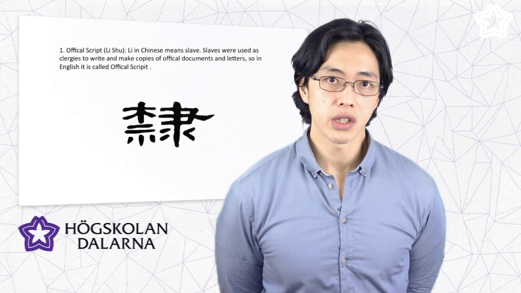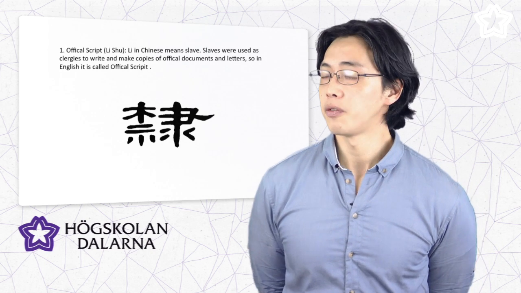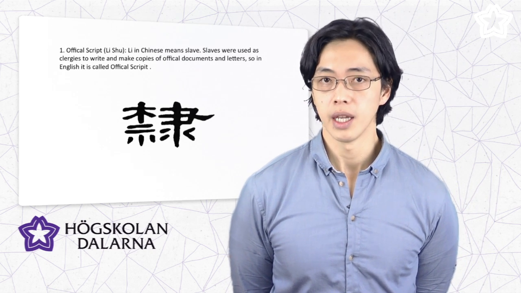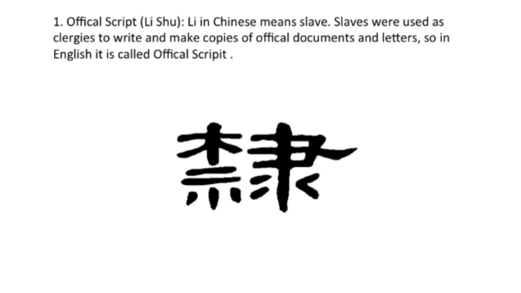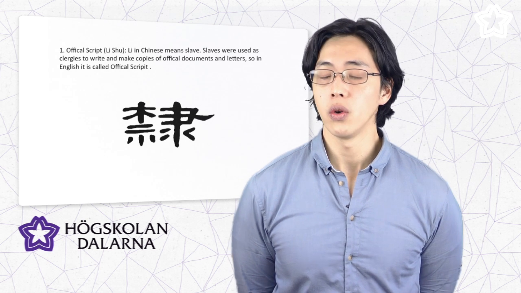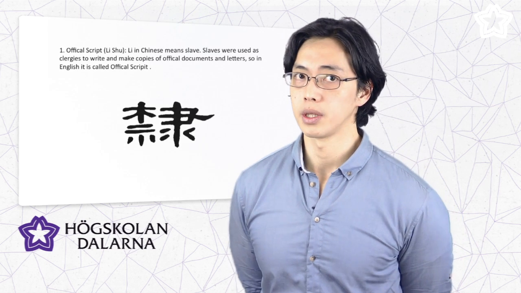Since then, Chinese character has been changing all the time. From small seal script, the next one is Li Shu, official script. Li in Chinese means slaves. Those slaves were used as clergies to write and to make copies of official documents or letters. So in English translation, Li Shu is official script.